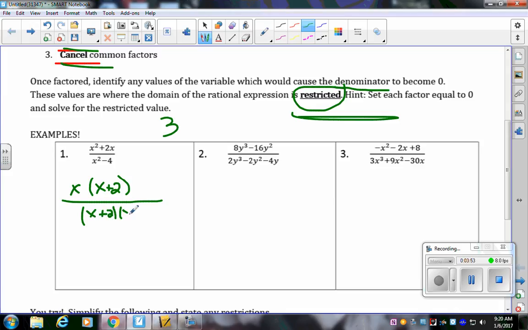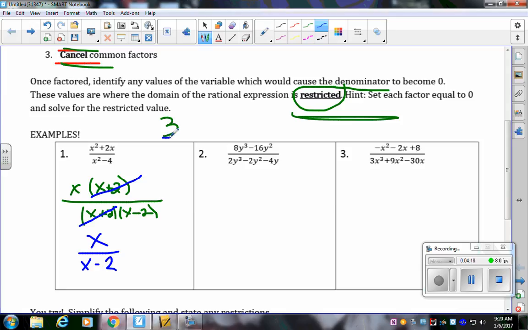Factor, factor. Now I can cancel because everything is fully factored. So for canceling, I'm looking for common factors in my numerator and my denominator. Are there any? Why, yes, there is right here. My x plus 2's can be canceled out. That leaves me with x over x minus 2. This is mathematically equivalent to the original one. It's just in simplified form.